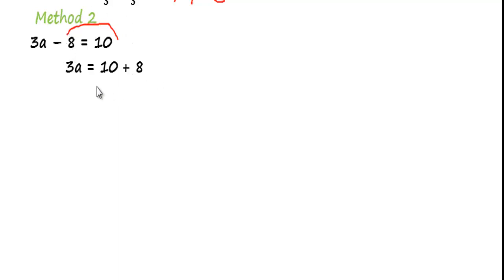8, which is now going to be 3a equals 18, and then a will now be divided on both sides by 3, which is now going to be 18 divided by 3, which is 6. a equals 6.